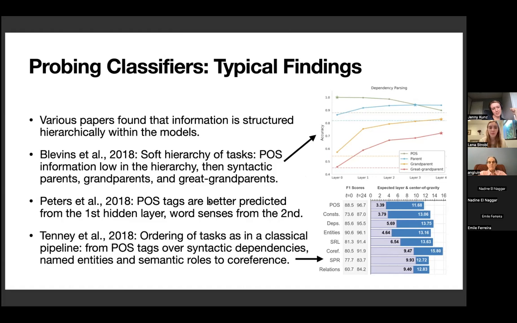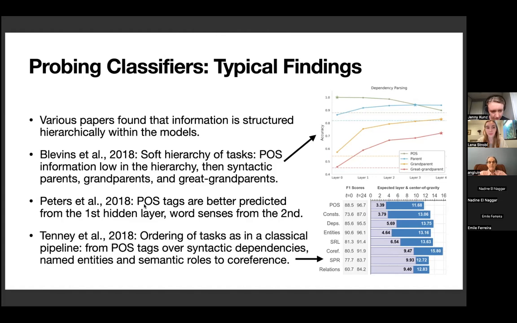And then Peters et al., who introduced the ELMo model, which was famous for a short time, they also found that POS tags are better predicted from the first hidden layers. So this had just 2 hidden layers, so a kind of small model by today's standards, but yeah, POS tags were better predicted from the first, and word senses better from the second hidden layer of their ELMo model.